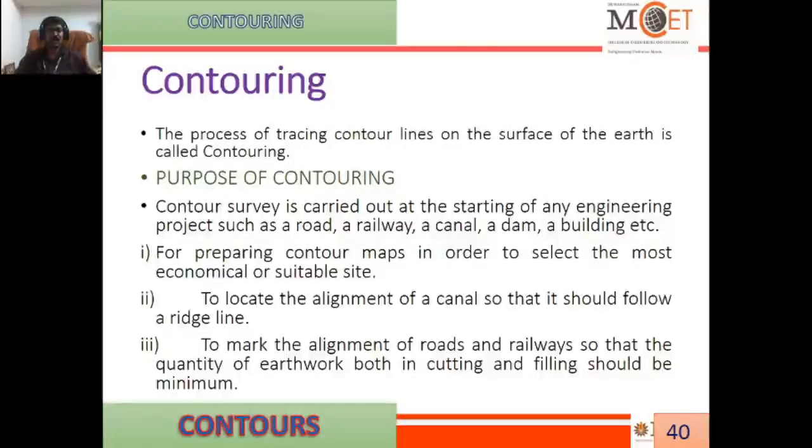It is also used to mark the alignment of roads and railways so that the quantity of earthwork, both in cutting and filling, is minimum. These are the purposes, and we can see them at the end of the contouring topic in the uses of contouring, with figures also, right?